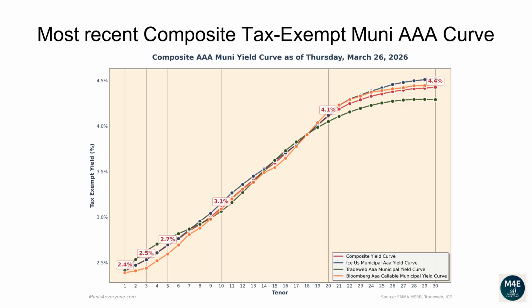The one-year composite tax-exempt yield is 2.41%. The two-year yield is 2.47%. The three-year yield is 2.53%. The 5-year yield is 2.68%. The 10-year yield is 3.1%. The 20-year yield is 4.11%. The 30-year yield is 4.42%.